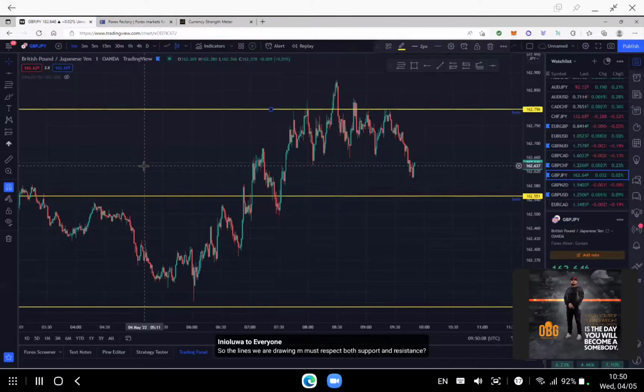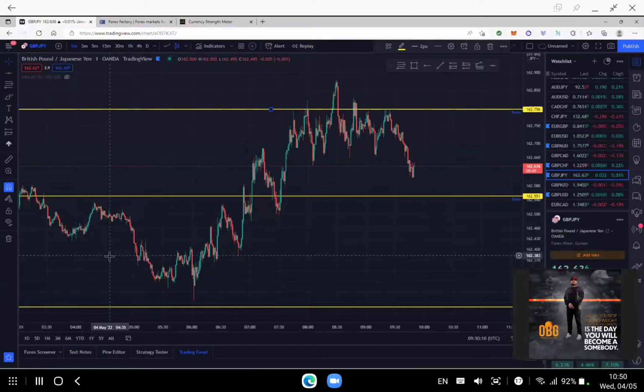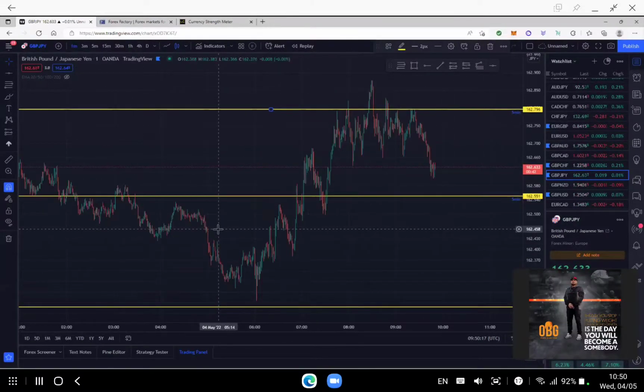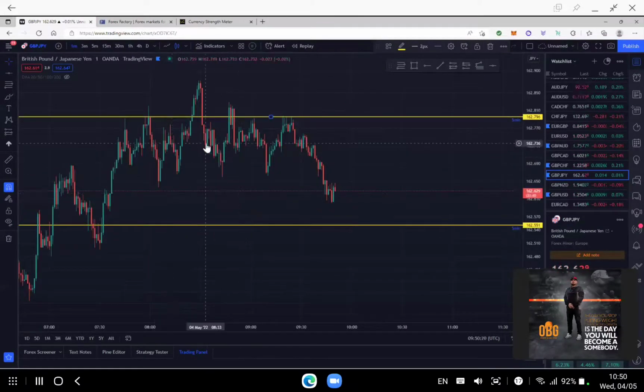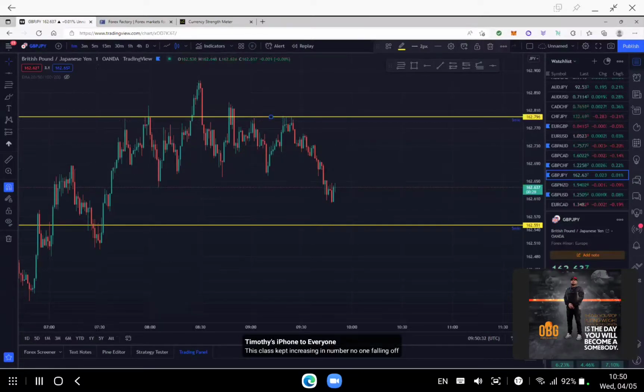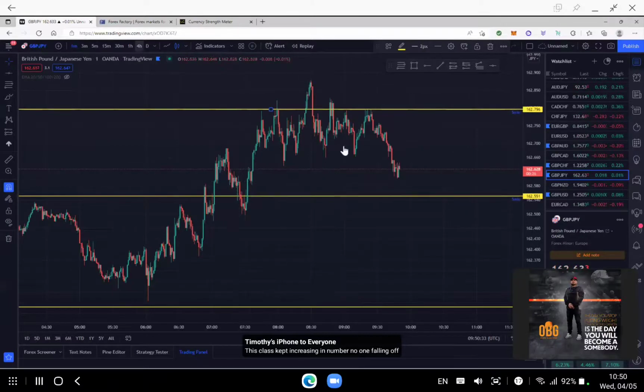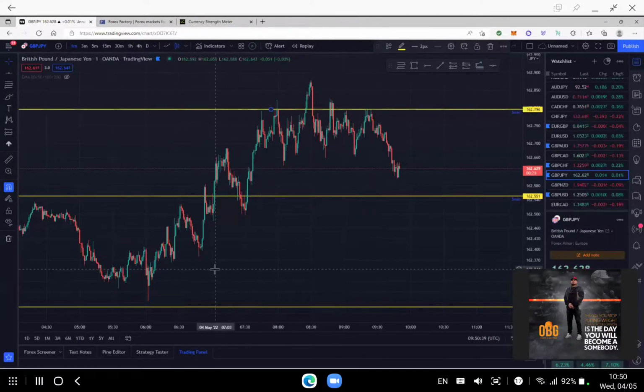You don't have to respect support and resistance, but anytime it's a support and it breaks, it usually comes back and tests it as resistance, so they can act as either one. Okay, so say this broke through that, but then it came back and acted as a support. So that's what I would be looking for. Does that answer your question? Thanks, Timothy.